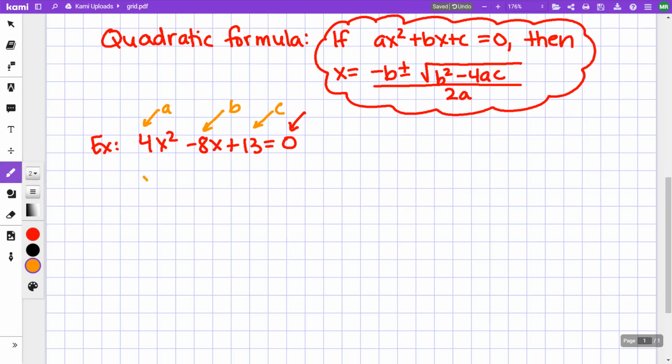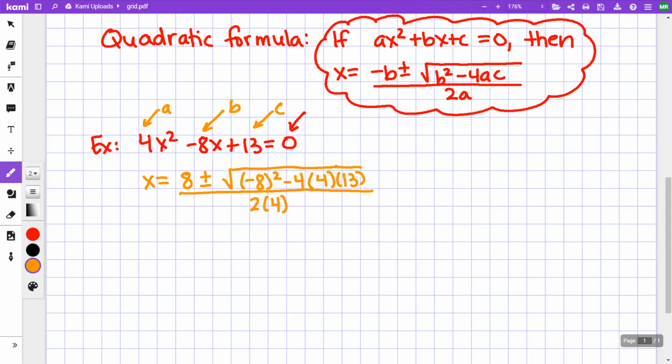So I'm going to have x is equal to, when I say negative b, my b is a negative 8, so that means I make it opposite. So it's going to be a positive 8 times the square root of negative 8 squared. Notice I put it in parentheses, minus 4 times my a, which is 4, and my c, which is 13, all over 2 times my a, which is 4.